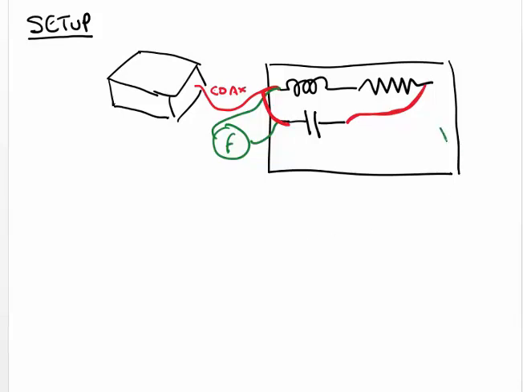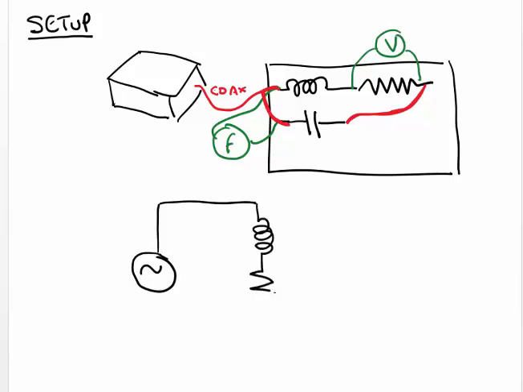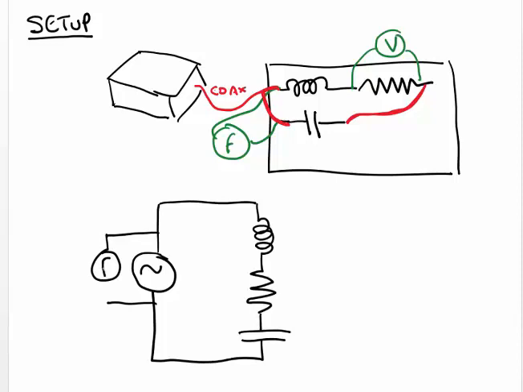Let me replace that. That's not in a very good position. I took a voltage meter and I put it across there. And then I'm going to do another diagram underneath it, which has the symbol for my signal generator. Here are my symbols for the different components. So this is a schematic diagram. And what I added was a frequency meter across there, and what I added was a voltmeter across there. Cool.